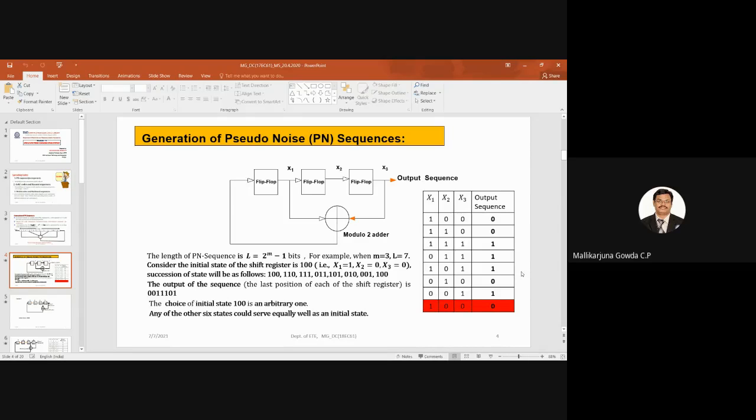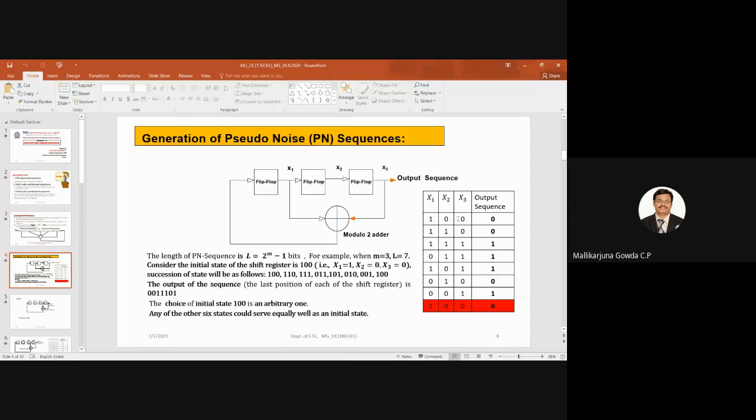Why have I taken the initial state as 100? It is arbitrary. You can take any other state. Out of these 7, you can start writing with any state. It is not that you should start with 100 only. That is what is written here: any of the other 6 states could serve equally well as the initial state. You can take the initial state as 110 also, or 111 also. From that point it starts.